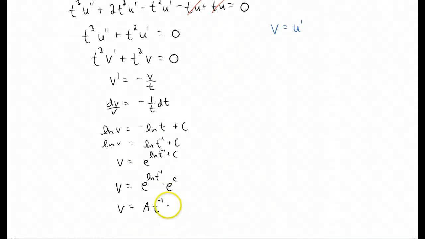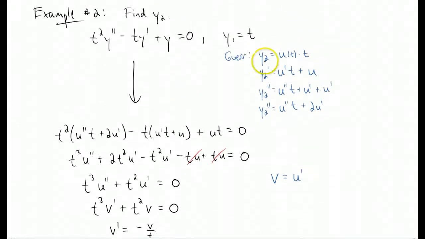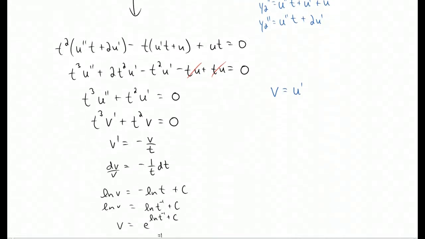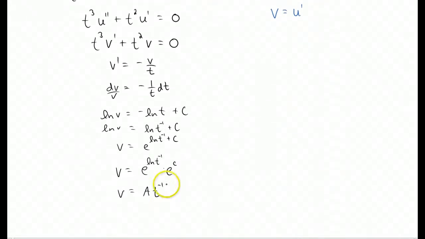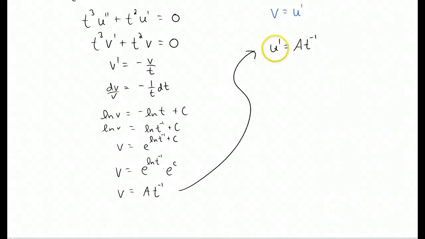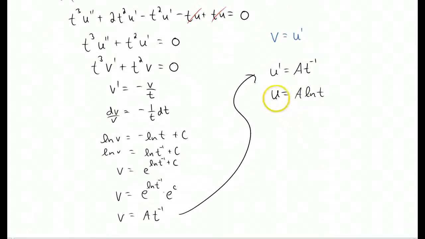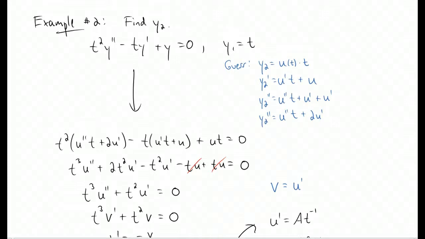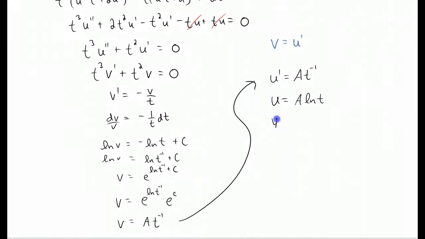Now, in the very beginning of the problem, we actually wanted to find y2, didn't we? And to find y2, we needed to figure out what u was. And to find out what u was, we had to use the substitution v. So we need to get back to u, so then we can get back to y sub 2. I substitute v is u prime, and then to find u, all you have to do is integrate with respect to t. And now that we have u, we can find that y2 is just u times t. So that's just y2 is t natural log of t.